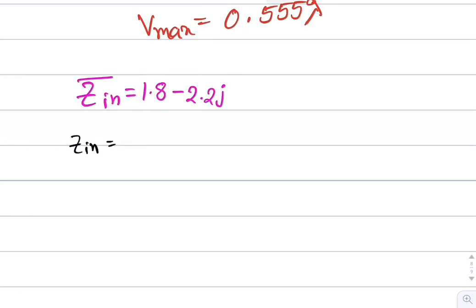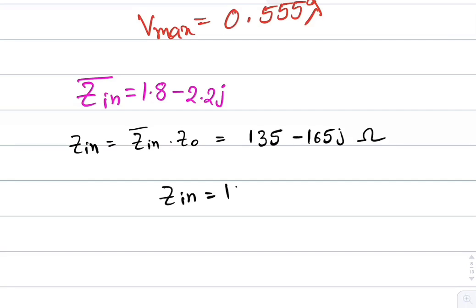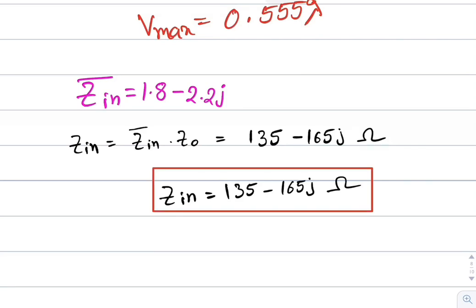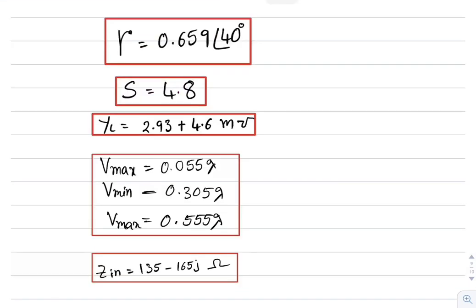But the question asked is input impedance, right? That is equal to normalized input impedance multiplied with characteristic impedance, 135 minus 165 J ohms. Therefore, input impedance equal to 135 minus 165 J ohms. You can compare these answers with calculated values. Thank you.